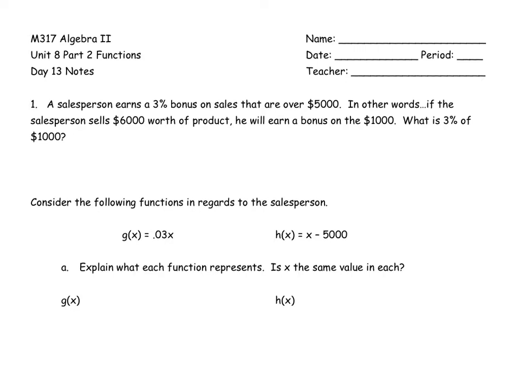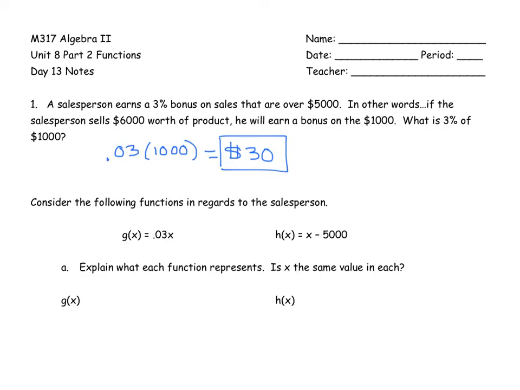In other words, if the salesperson sells $6,000 worth of product, he will earn a bonus on the $1,000. What is 3% of $1,000? Of, remember, means to multiply. 3% you change into a decimal by moving the decimal 2 times to the left. So 3% is 0.03 times $1,000, which gives you $30. So on a $1,000 bonus, he's going to earn $30 extra.